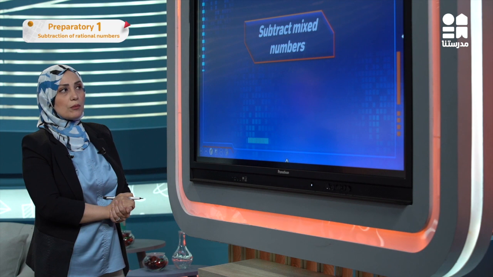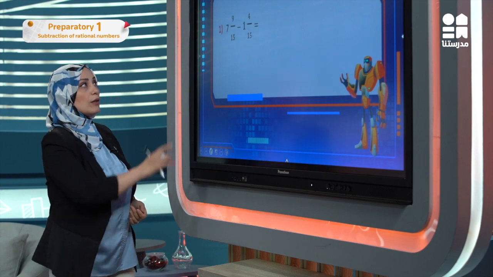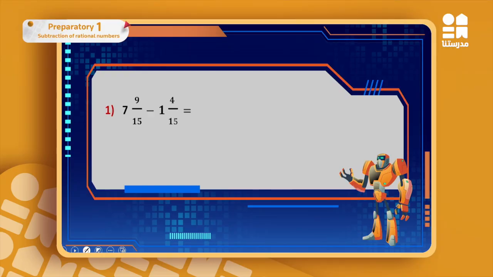Subtraction mixed number. In subtraction mixed numbers, we have a whole number, then fraction beside it. As you can see, 7, 9 over 15, minus 1, and 4 over 15. Always we have to focus on the denominator. Here we have the same denominator, and the first fraction is the bigger. Why? In this case, I need to subtract immediately.